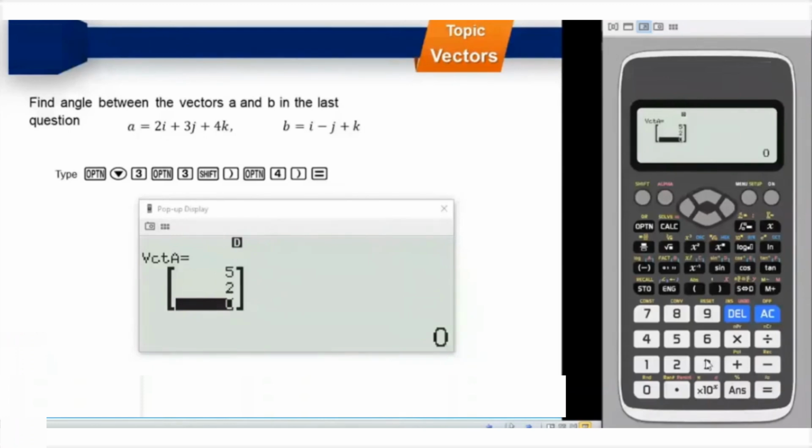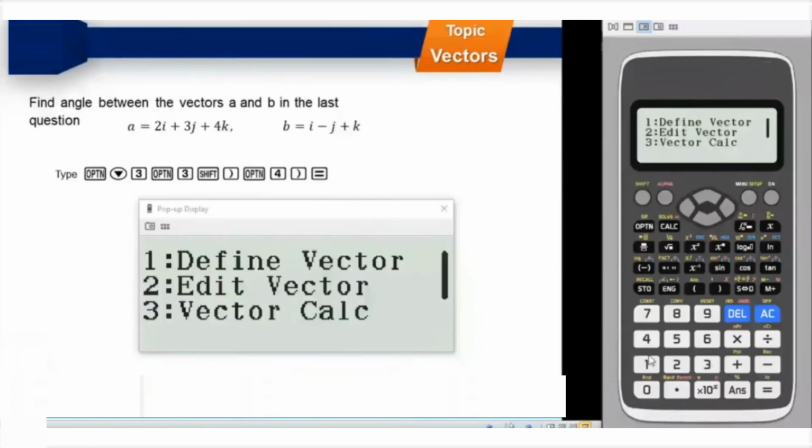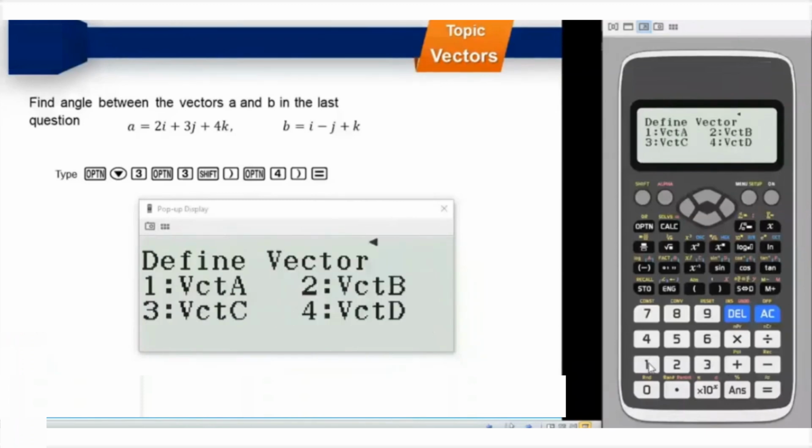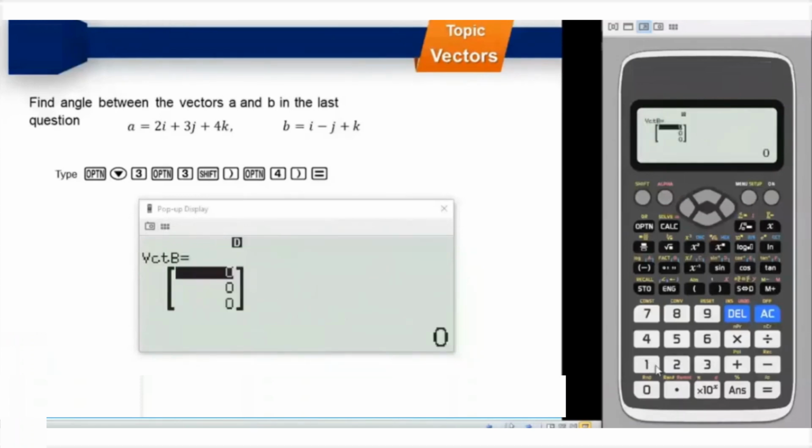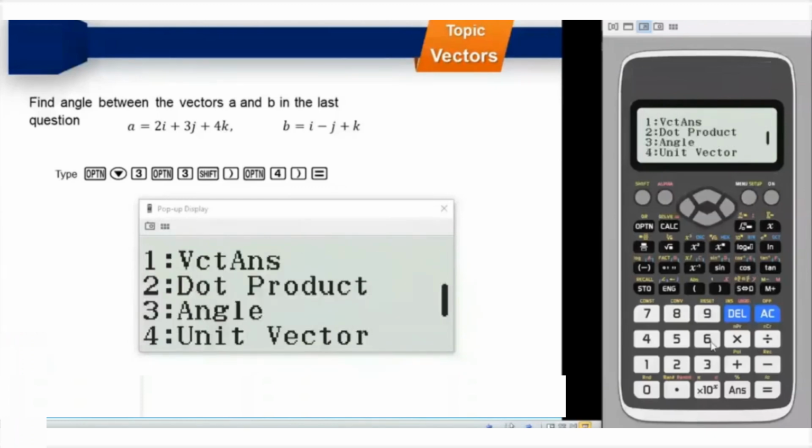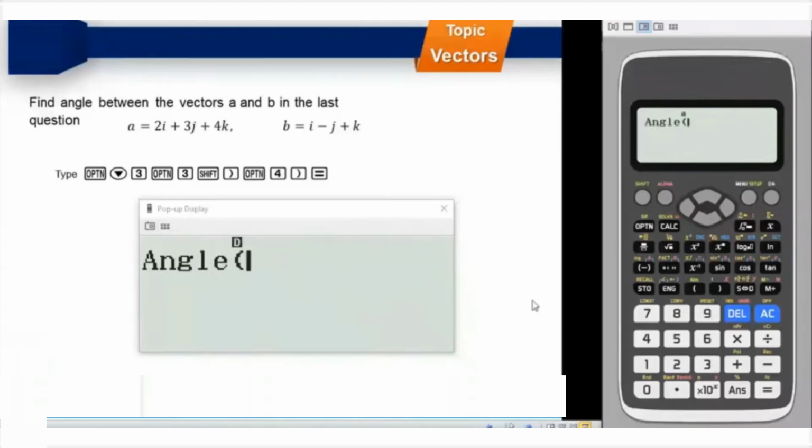and vector B on the other hand is also a three-dimensional vector, which is 1i plus 1j and plus 1k. So I have defined the vectors. Now I need to find the angle between the vectors. So I will press option. I will scroll down. I will press 3. And now I need to find the angle between A and B.